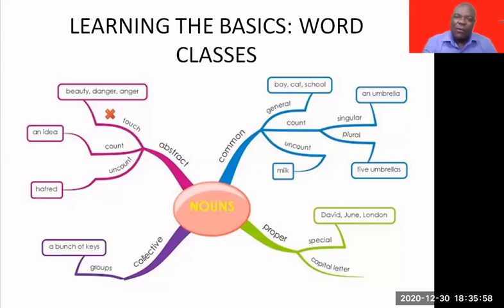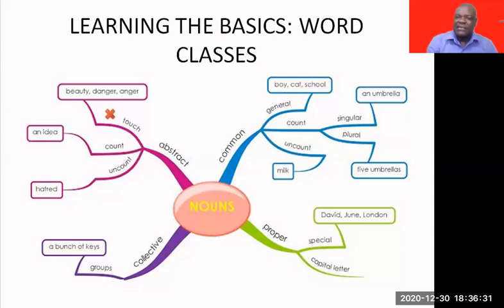Then we talk of the common nouns. You can see that that's a general name. When you talk of a boy, there are many boys, many cats, many schools, all right? But when you give a particular boy the name David, that becomes a proper noun. But when you are talking of boys, that's a common noun. Then you can subdivide the common nouns into countable and uncountable, or count and noncount nouns.